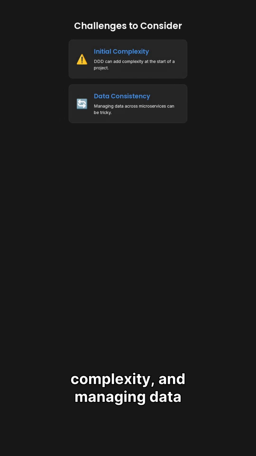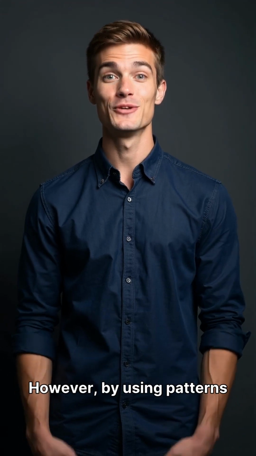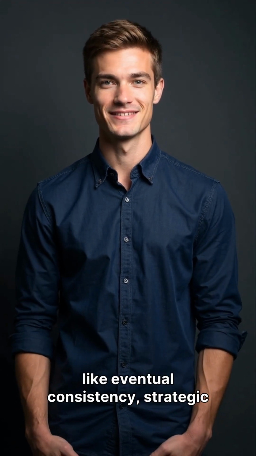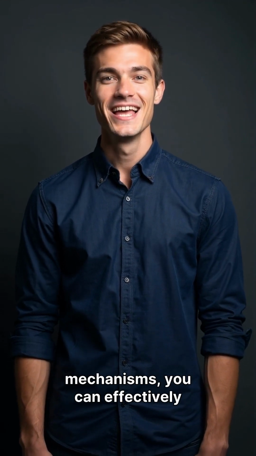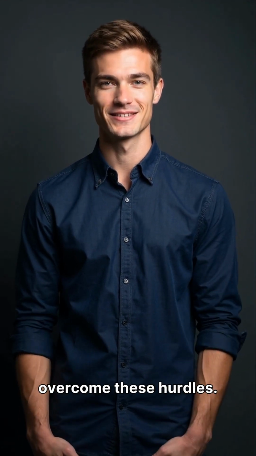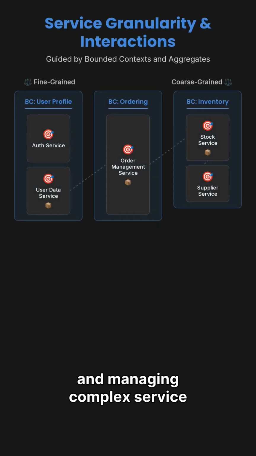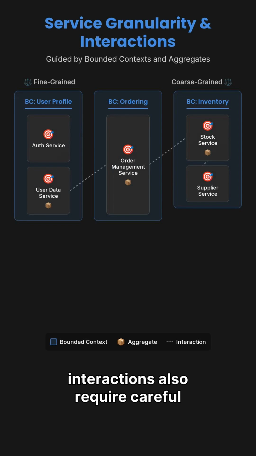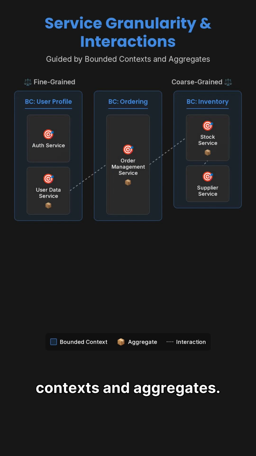DDD can add initial complexity, and managing data consistency across microservices can be tricky. However, by using patterns like eventual consistency, strategic design, and robust communication mechanisms, you can effectively overcome these hurdles. Determining appropriate service granularity and managing complex service interactions also require careful consideration, guided by bounded contexts and aggregates.